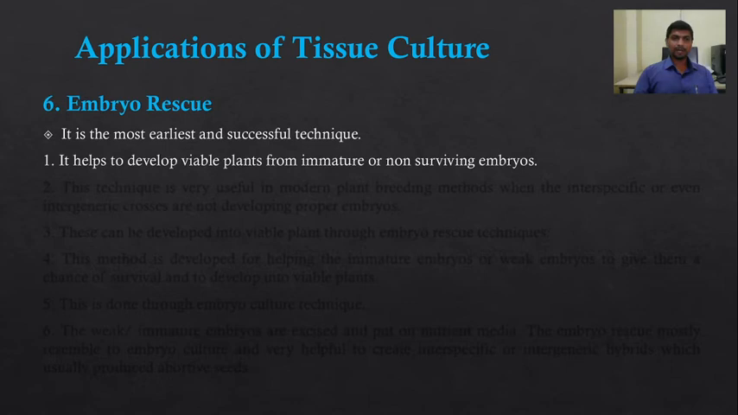In case of those plants which produce immature embryos or non-surviving embryos, the whole plant regeneration is carried out by using the technique called embryo rescue. Such immature or non-surviving embryos are induced to produce a viable plant by using a tissue culture technique called embryo rescue. The embryo is excised from the seed and cultured on the nutrient medium for whole plant regeneration.